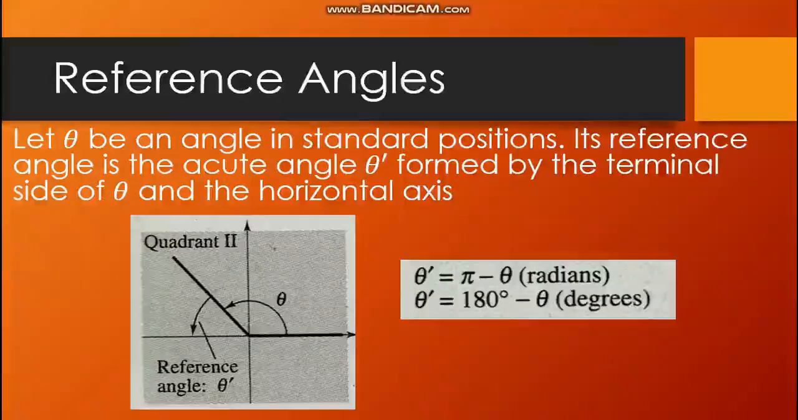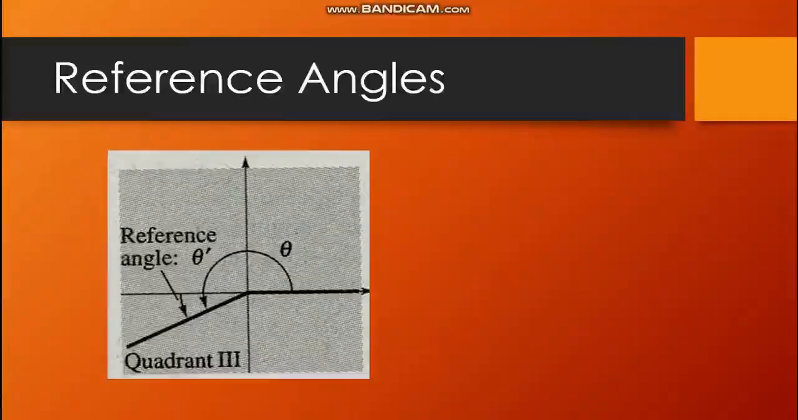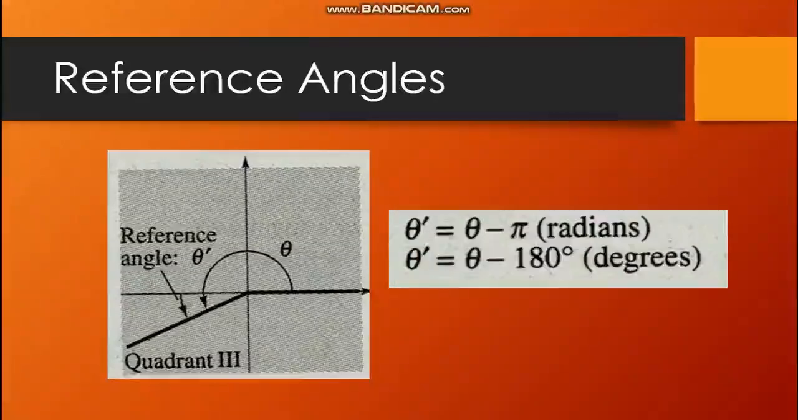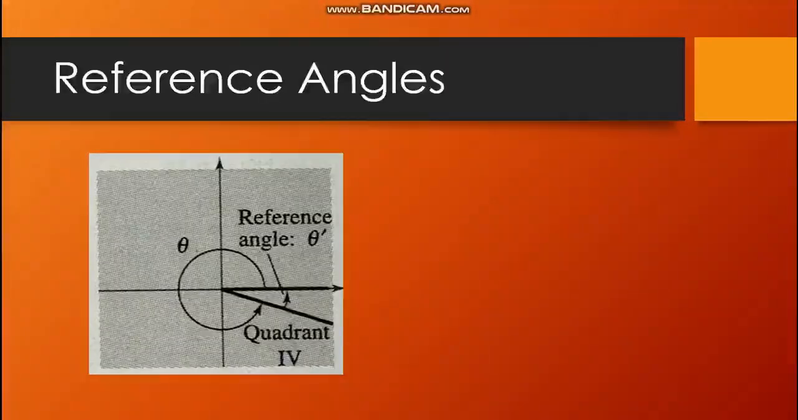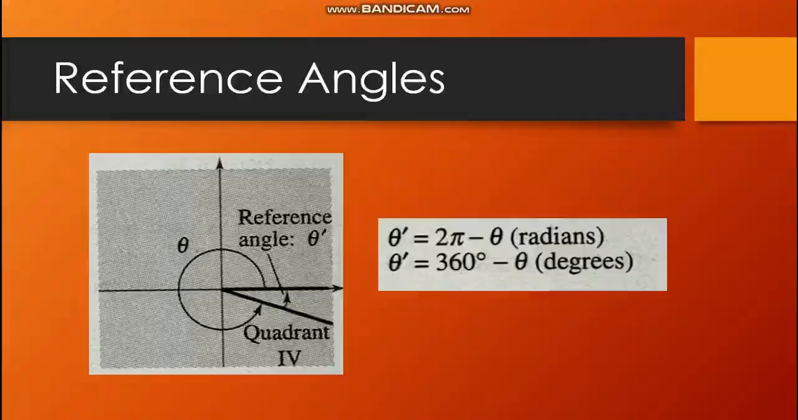Okay? And if the terminal side is located sa ating third quadrant, we have here an illustration kung saan makikita natin yung ating theta prime or the reference angle. That can be obtained by subtracting theta by pi or 180 degrees. Okay? And if yung ating terminal side ay nasa fourth quadrant, para makuha natin yung reference angle, we're just going to subtract 2 pi or 360 degrees by the given angle in standard position. Okay? So, yun yung ating reference angle.